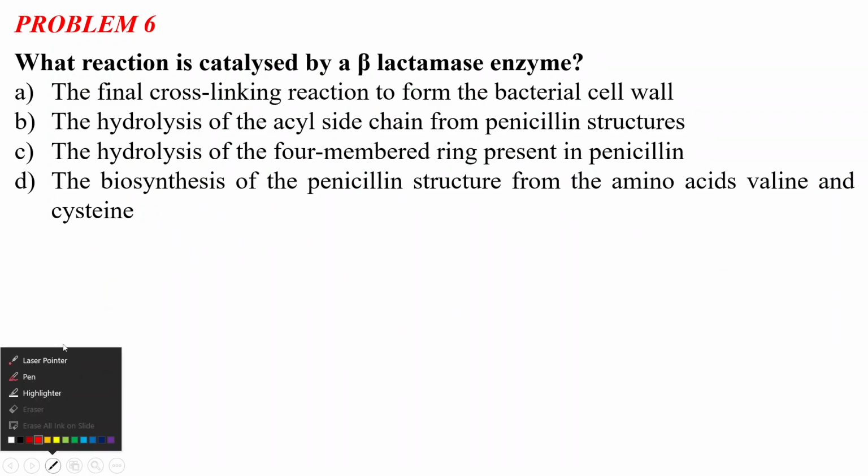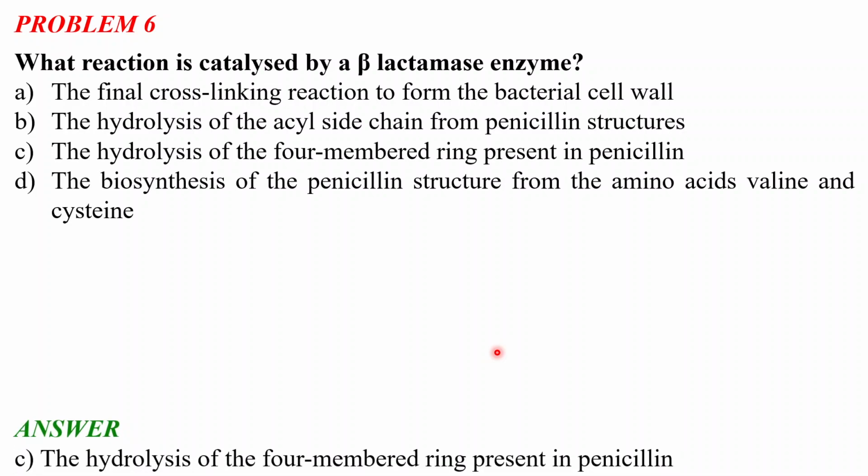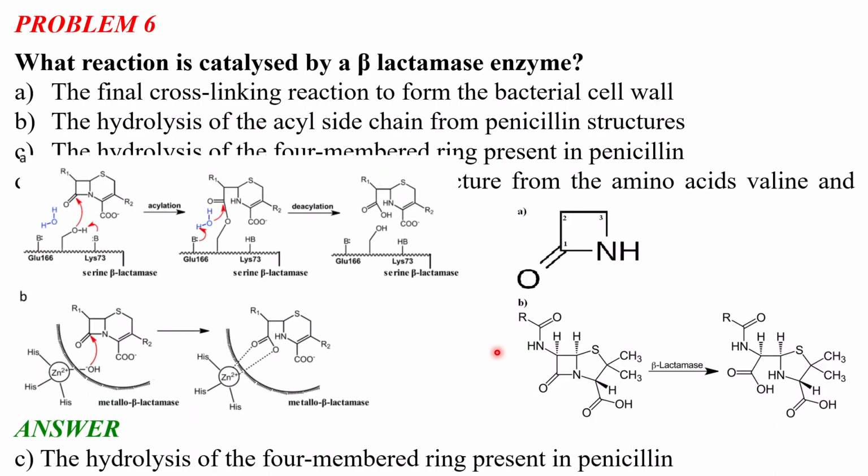Okay, so the correct answer for the reaction which is catalyzed by beta lactamase enzyme is, yes, number C, the hydrolysis of the 4-membered ring present in the penicillin. So this ring is known as beta lactam. Lactam means it is a cyclic amide. Lactone is the cyclic ester, and the cyclic amides are known as lactam.